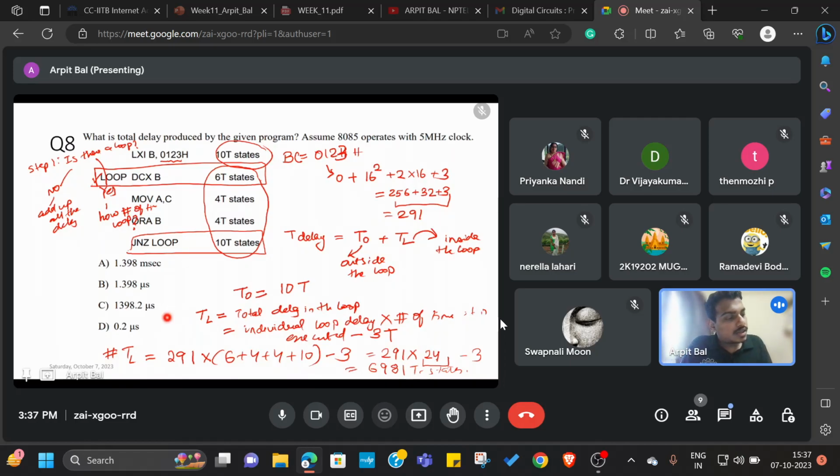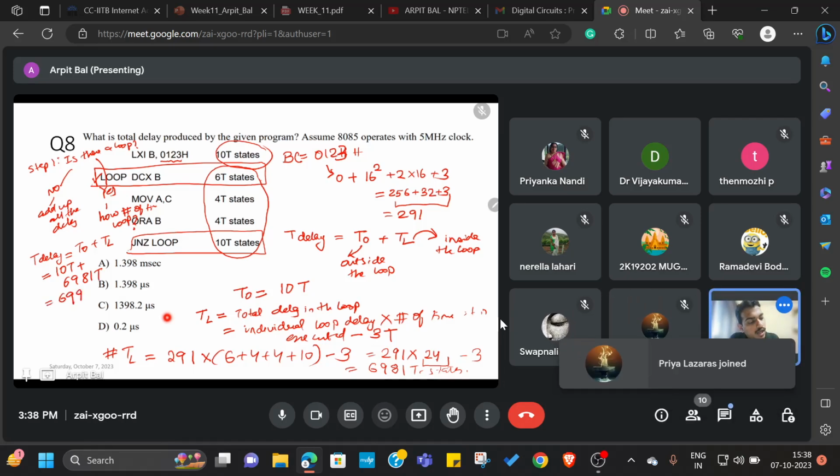Okay, here we have obtained the answer in terms of T states. So this is for TL. Let us find out T delay is equal to T naught plus TL, and T naught is equal to 10T, plus TL is equal to 6981T. That is 6991T. Okay, and we are given that it operates with a 5 megahertz clock.